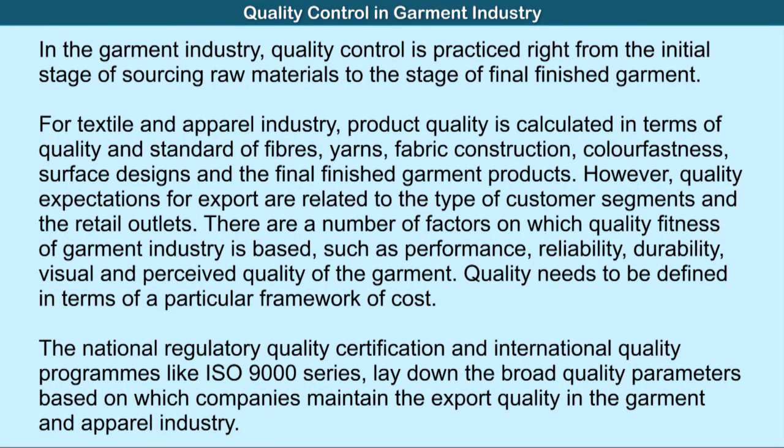In the garment industry, quality control is practiced right from the initial stage of sourcing of raw materials to the stage of finished garment. For textile and apparel industry, product quality is calculated in terms of quality and standards of fiber, yarns, fabric construction, color fastness, surface designs, and final finished garment products.